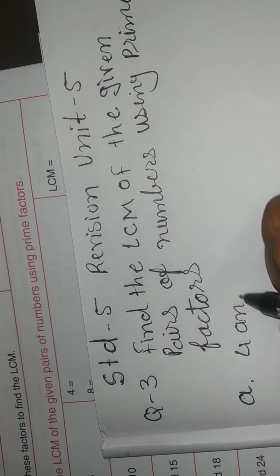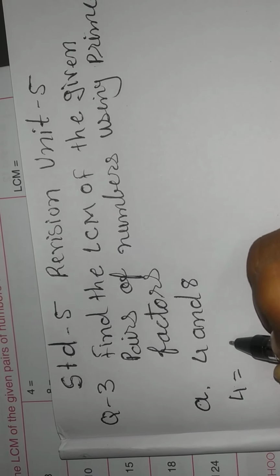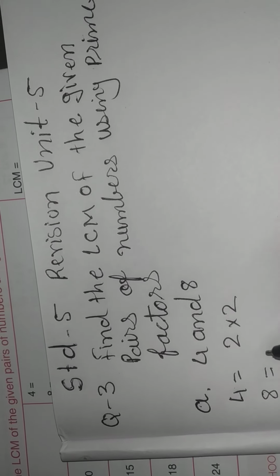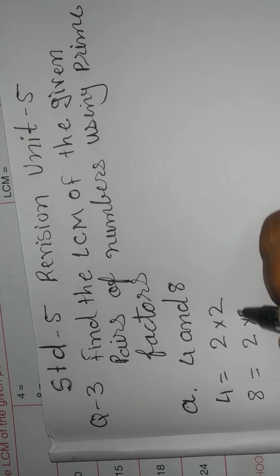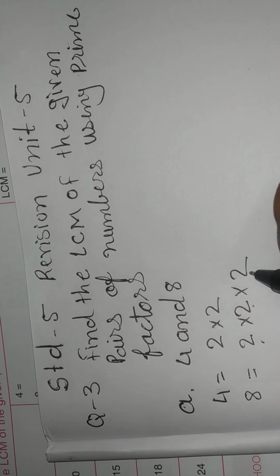4 and 8. 4 is equal to 2 into 2, 2 2s are 4. 8 is equal to 2 into 2 into 2, 2 2s are 4, 4 2s are 8.